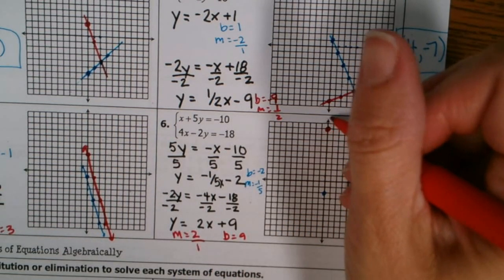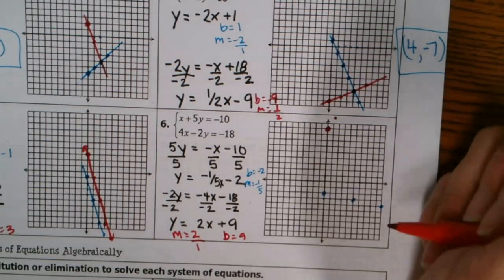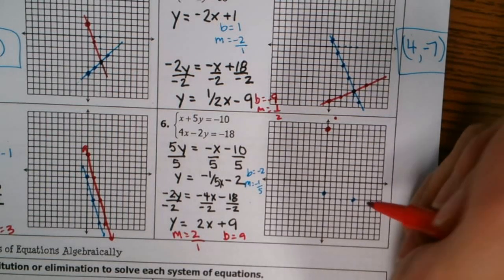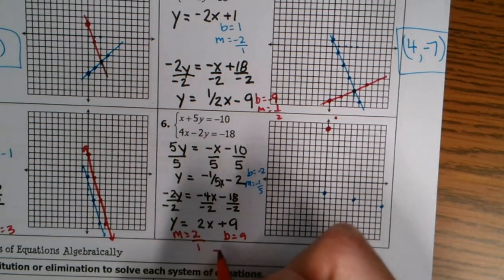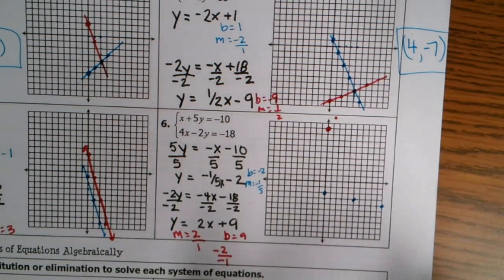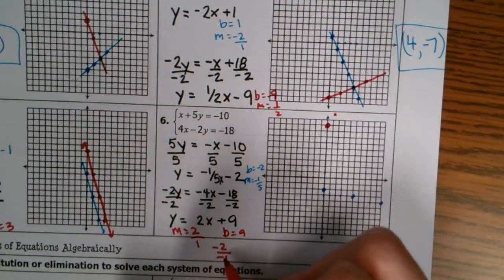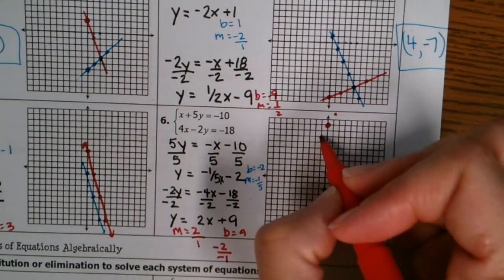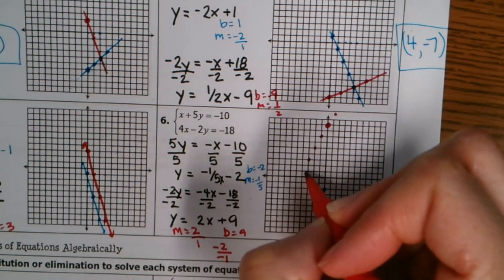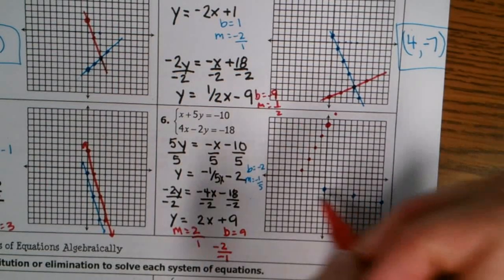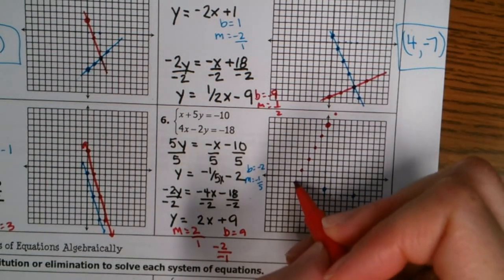When I try to go up 2 and over 1, I'm off my graph. So we need to remember that if we go up 2 over 1, that is the same as if I go down 2 left 1, because the negatives would cancel out. Down 2, left 1, down 2, left 1, down 2, left 1. And I'm going to have to keep going because these aren't running into each other yet.